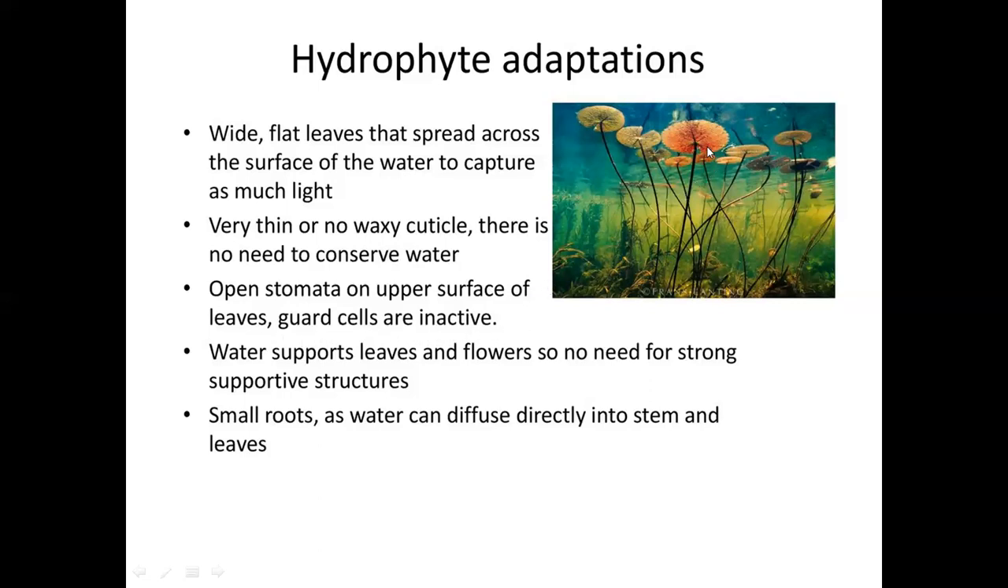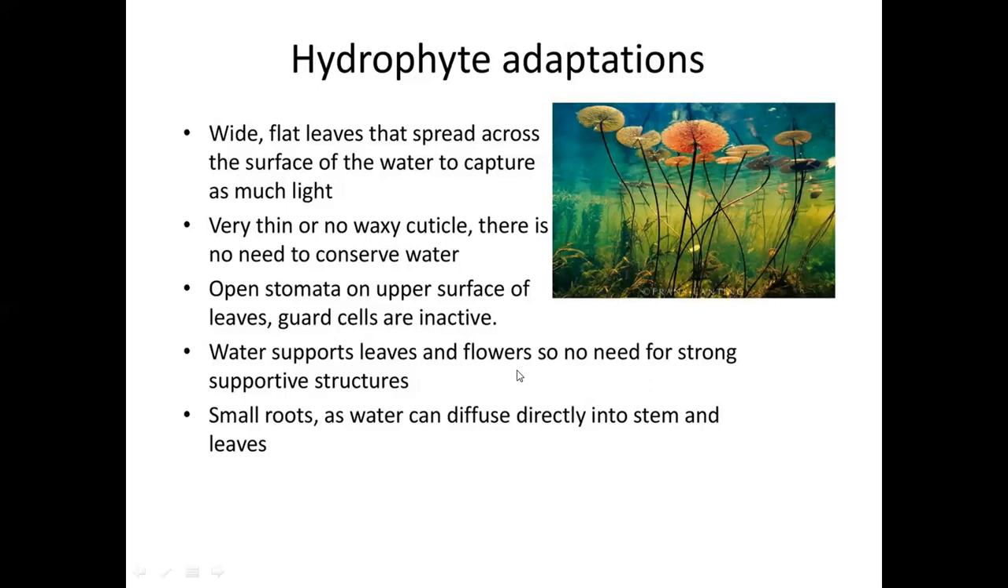In case of the Nymphaea and Nelumbo, we can see the stomata on the upper surface of the leaves. So these are also called epistomatic leaves. That means the stomata are present only on the upper surface of the leaf, but there are no stomata on the lower surface of the leaf. That is called the epistomatic condition. So we observe that in case of Nymphaea and Nelumbo.